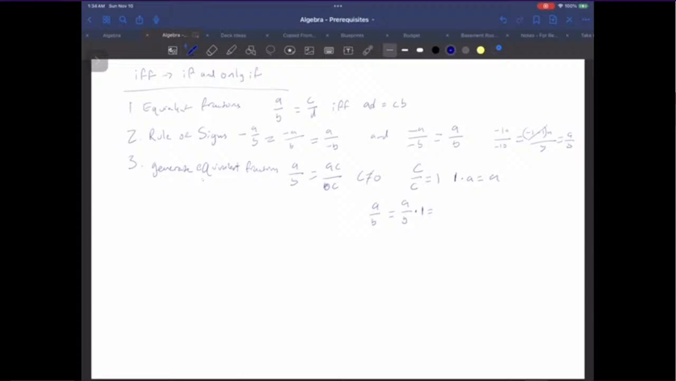That was the property that we had, the multiplicative identity property. A over B equals A over B times 1. 1, we are going to creatively, this is the trick, say is the same thing as C over C, and then we have AC over BC, and that is equal to A over B. That's what allows us to do that. And that's why that property is true.